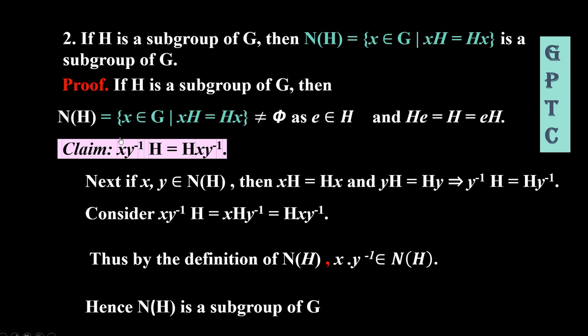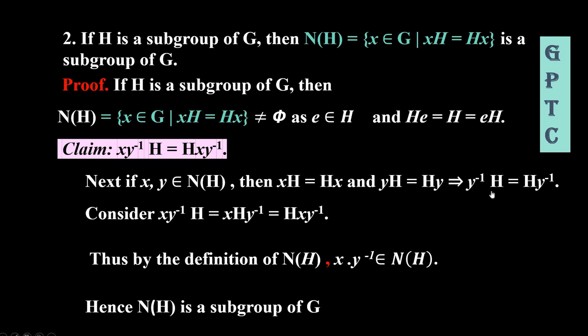Now to prove that N of H is a subgroup, we have to consider two elements x and y in N of H and show that xy inverse belongs to N of H. That is, here we want to show xy inverse to be a member of N of H. So we have to show that xy inverse H is equal to H xy inverse, and that is what is written here. Because we have assumed x and y to be in N of H, by the definition of N of H, we have these two steps.